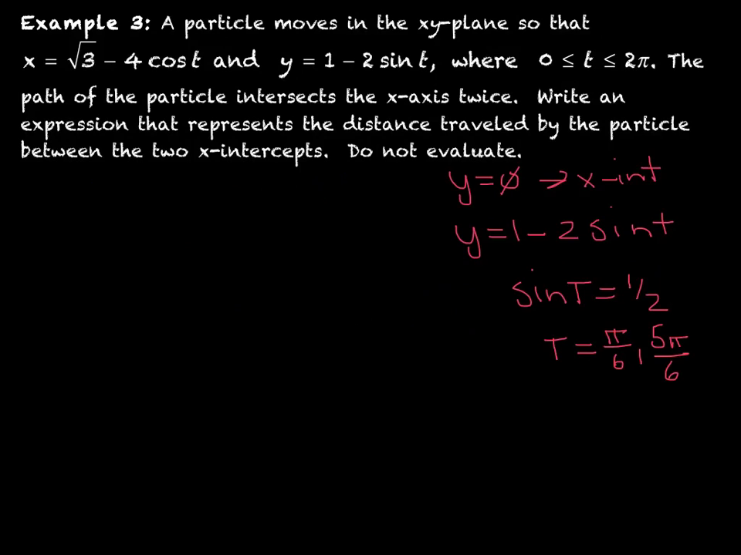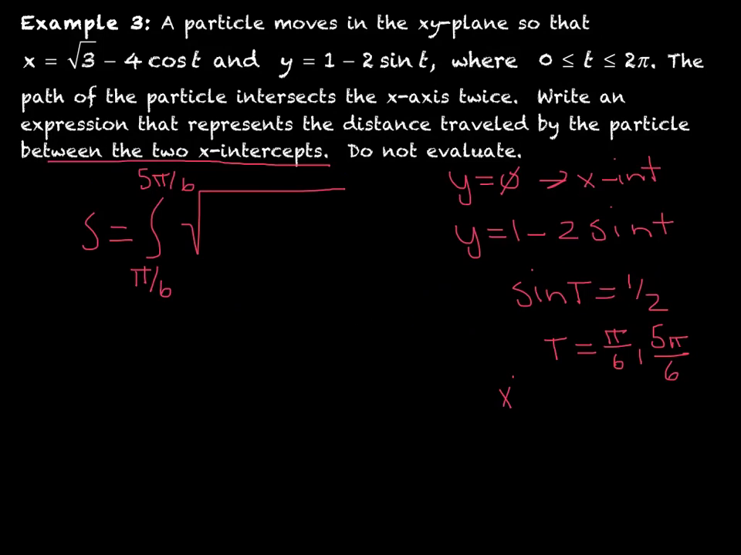And so notice it says we want to find an expression, do not evaluate, that represents the distance traveled by the particle between the two x-intercepts. And so our arc length in parametric mode is going to be the integral from pi over 6, the first x-intercept, to 5 pi over 6, the second x-intercept, of the square root, once again, of dx/dt squared plus dy/dt squared. So dx/dt, we actually did not figure that out, so let's do that.